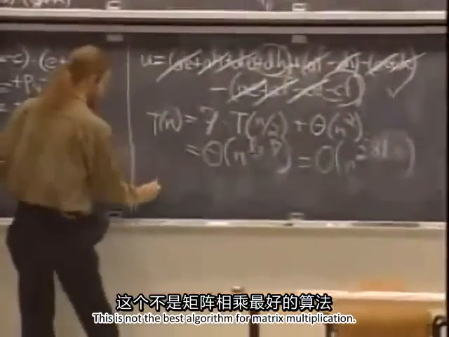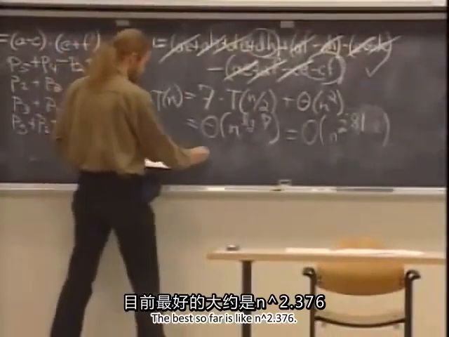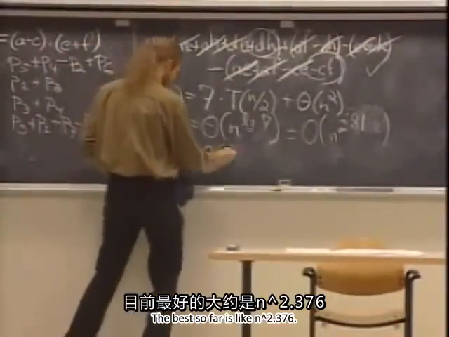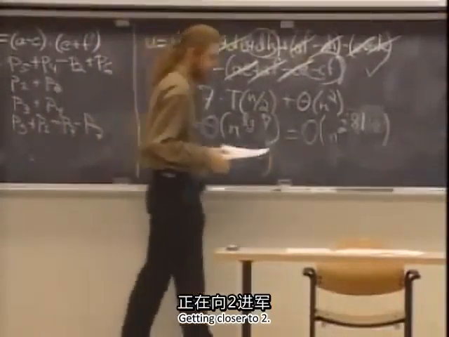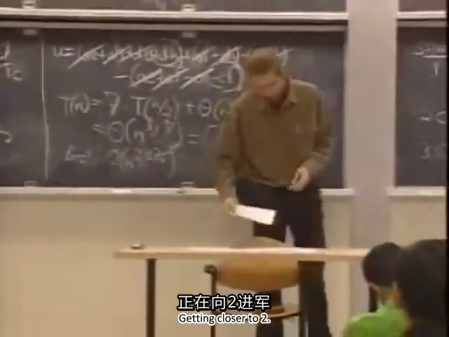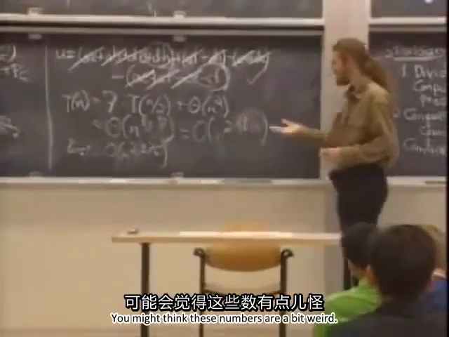This is not the best algorithm for matrix multiplication. It's sort of the simplest that beats n cubed. The best so far is like n to the 2.376. Getting closer to 2. Okay, you might think these numbers are a bit weird.